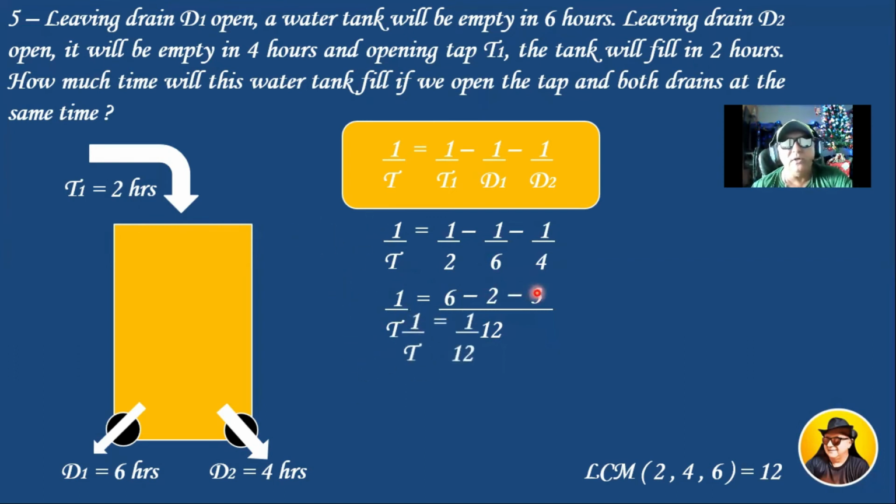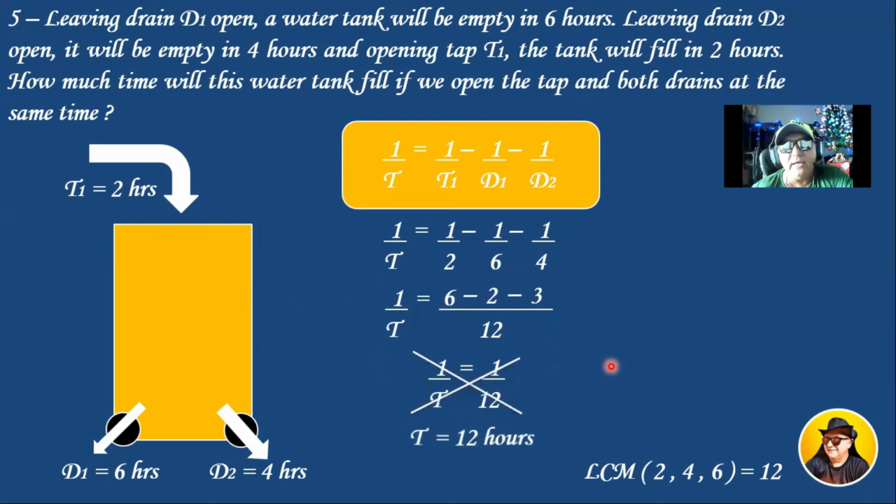Now our equation is 1 over T is 1 over 12. Okay, let's multiply in cross. 1 times T is T. 1 times 12 is 12. Okay, so this water tank will be filled with water in 12 hours. Okay, well, let's go to our last question.